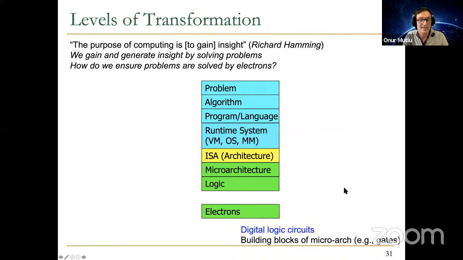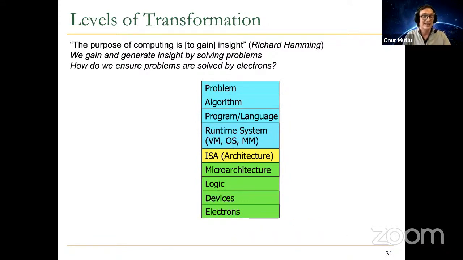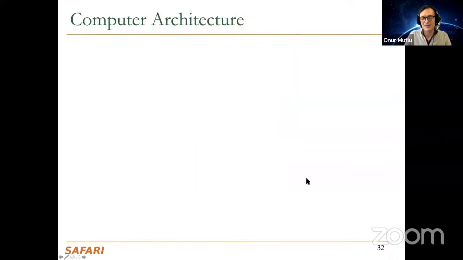We'll start with, actually, these are digital logic circuits. These are building blocks of the microarchitecture, like gates. And then they're built based on transistor-like devices. So in this course, we're going to focus a lot on the logic, microarchitecture, and ISA, and touch upon programs, runtime systems a little bit, algorithms also. But the main focus will be the box over here, as you see. But we will start with a transistor as an abstraction. We will abstract it as a light switch, for example, and then build logic gates on top of that and Boolean algebra on top of that. Okay, so hopefully this gives you an overview.